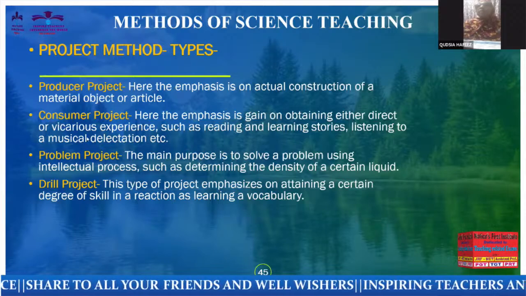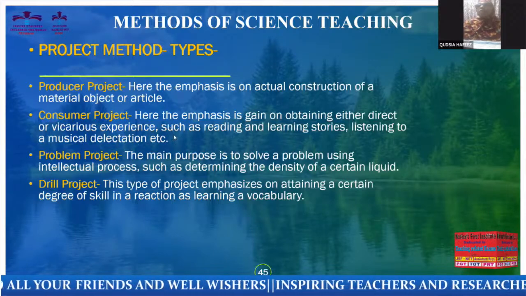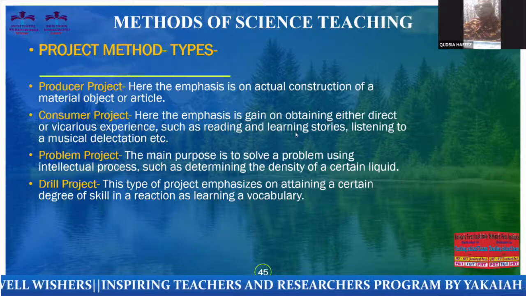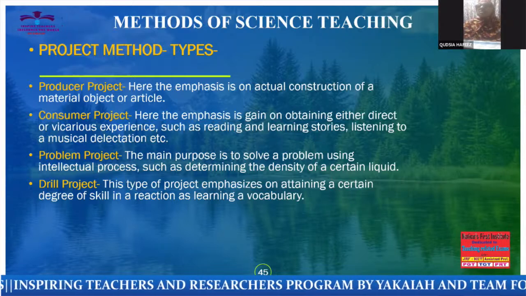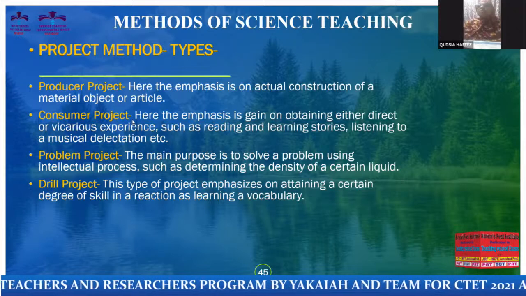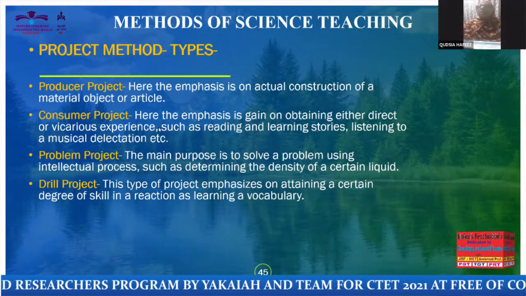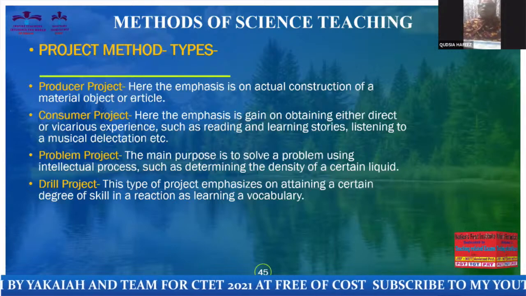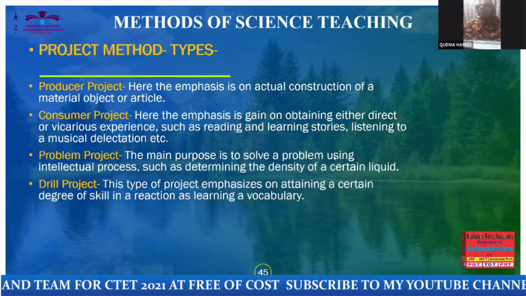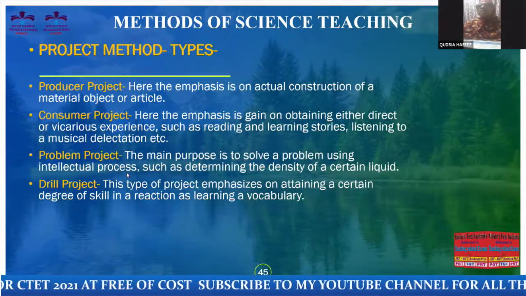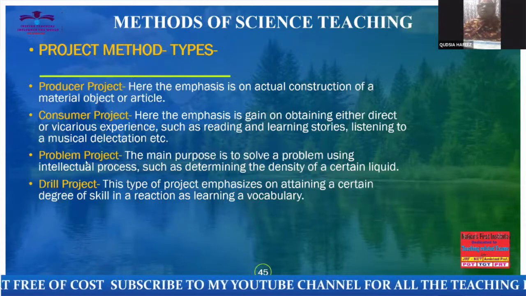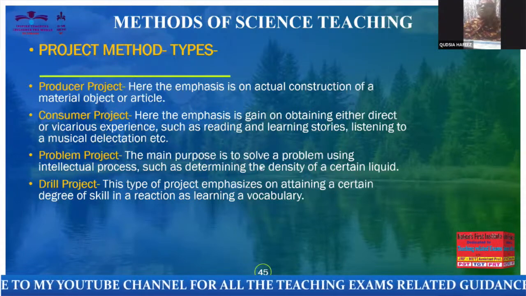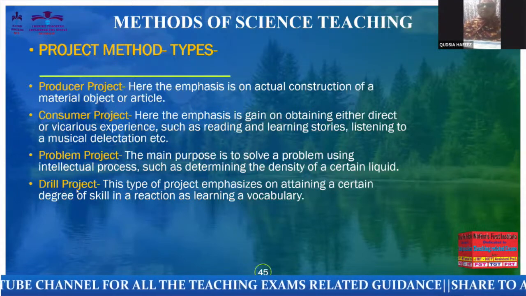So this is something like a consumer project where the child is able to consume it, the child is able to learn, and then the child is trying to read the stories or some biographies and listening to music, something like that the child is doing. That is what is called a consumer project. If the child is developing any object or any model, that is the producer project. In a problem project, the main purpose is to solve the problem using intellectual process, such as determining the density of a certain liquid. So here there is a problem and the child is supposed to solve the problem. And then here we have the drill project.